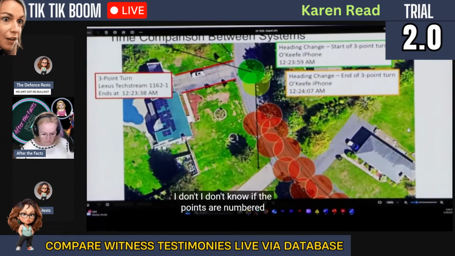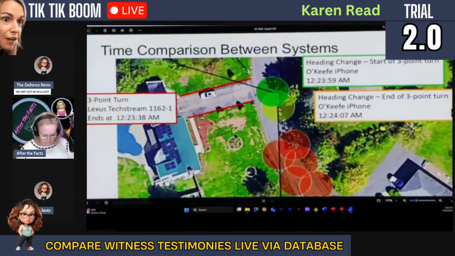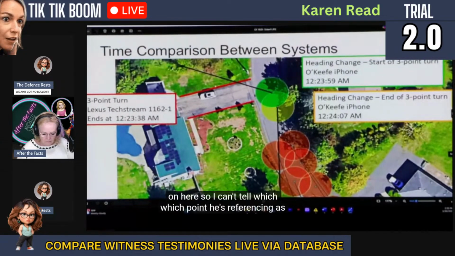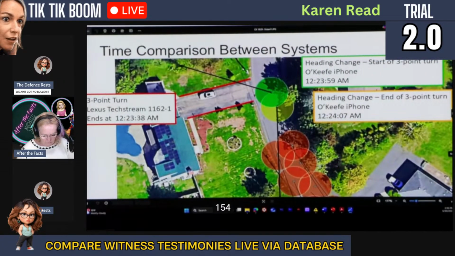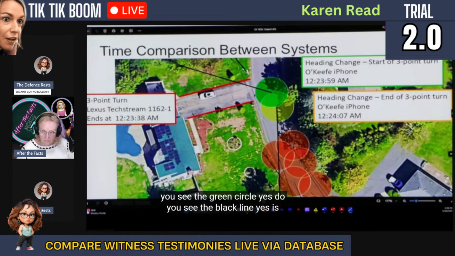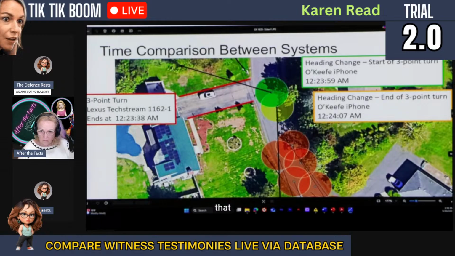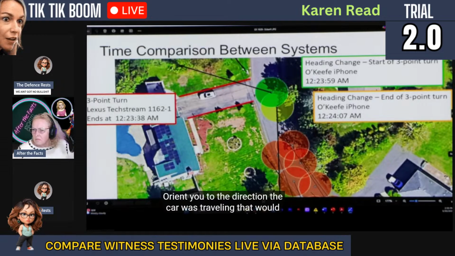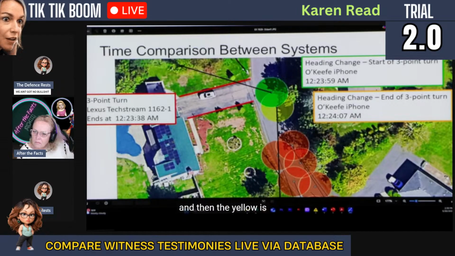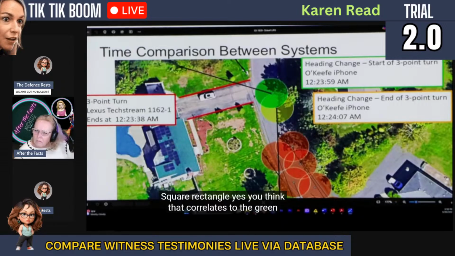I don't know if the points are numbered on here, so I can't tell which point he's referencing as 154. Do you see the green circle? Yes. Do you see the black line? Yes. Does that orient you to the direction the car was traveling? That appears to be what he's trying to convey with this chart. And then the yellow is facing a different direction towards Fairview, correct? It is. And do you see the green square rectangle? Yes. You think that correlates to the green circle? That seems to be what this graph implies.